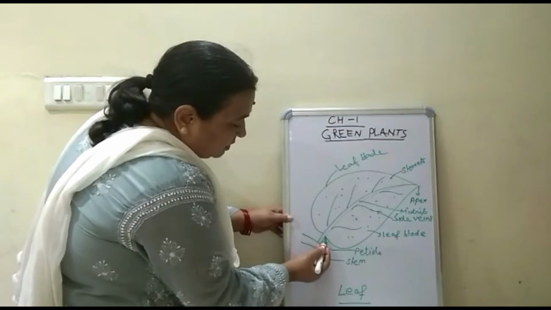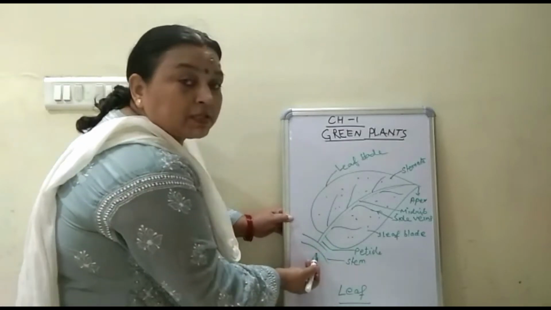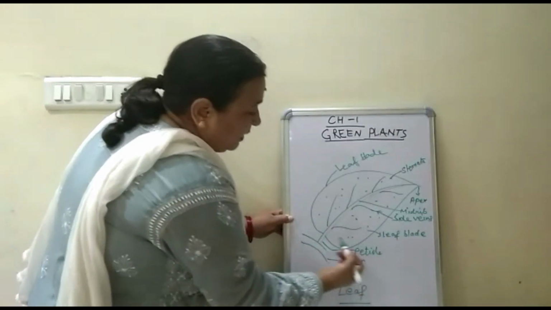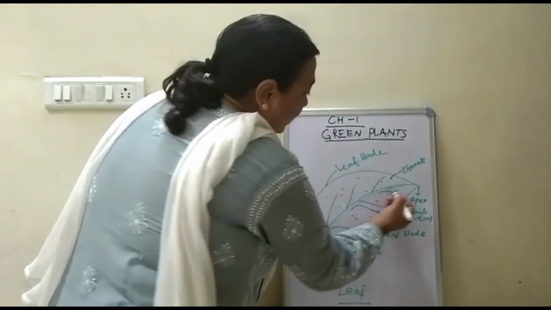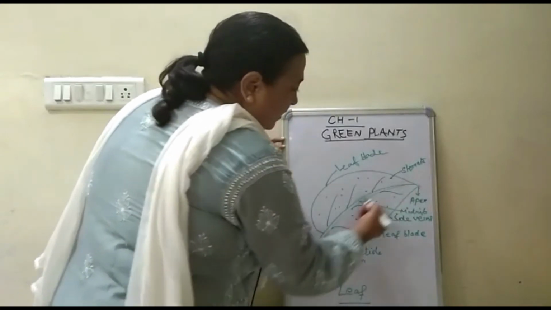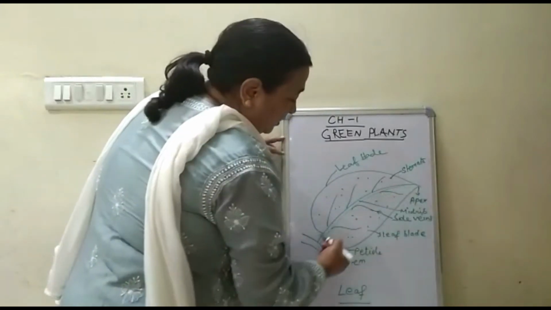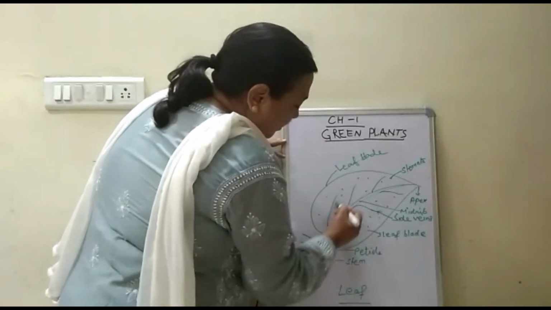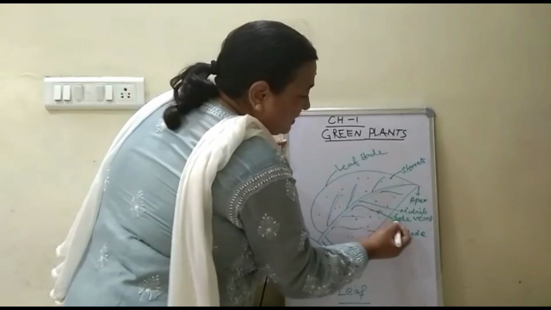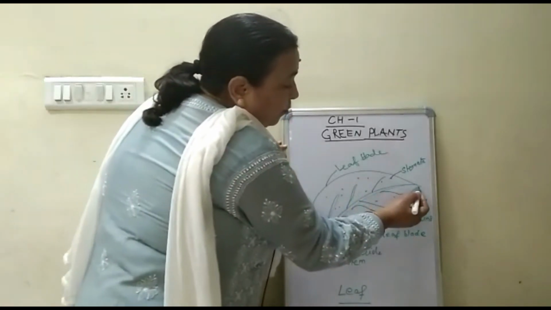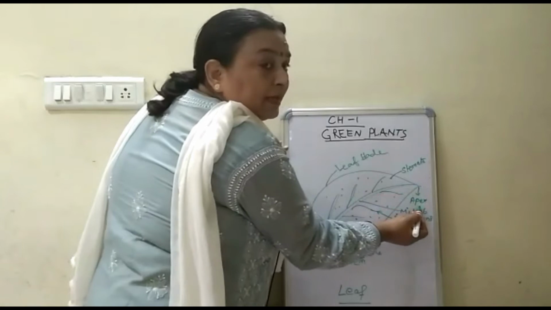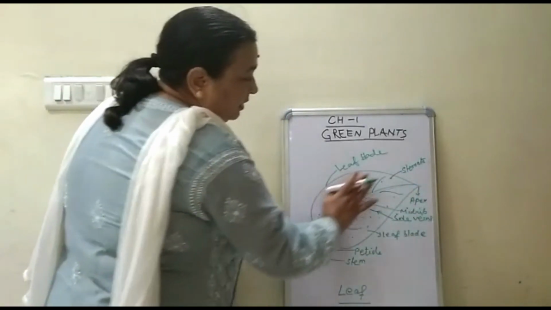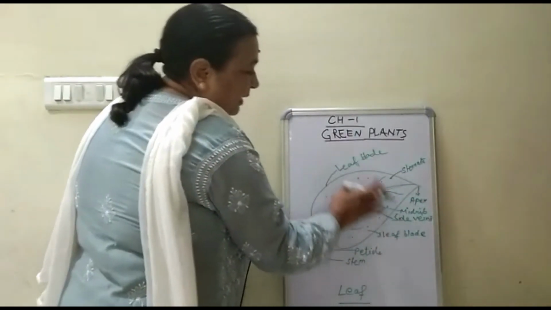The part from which it is attached to the stem is known as petiole. You can see the mid vein which is passing from the stem to the apex of the leaf. This is known as midrib. You can see the veins which are coming out here. These are known as side veins. The pointed part of the leaf is known as apex. The whole part of the leaf is known as leaf plane.